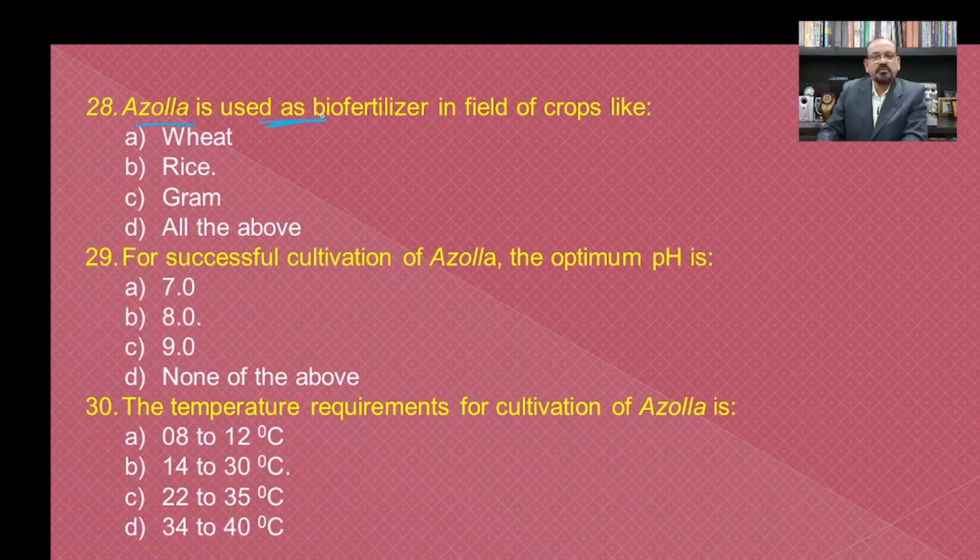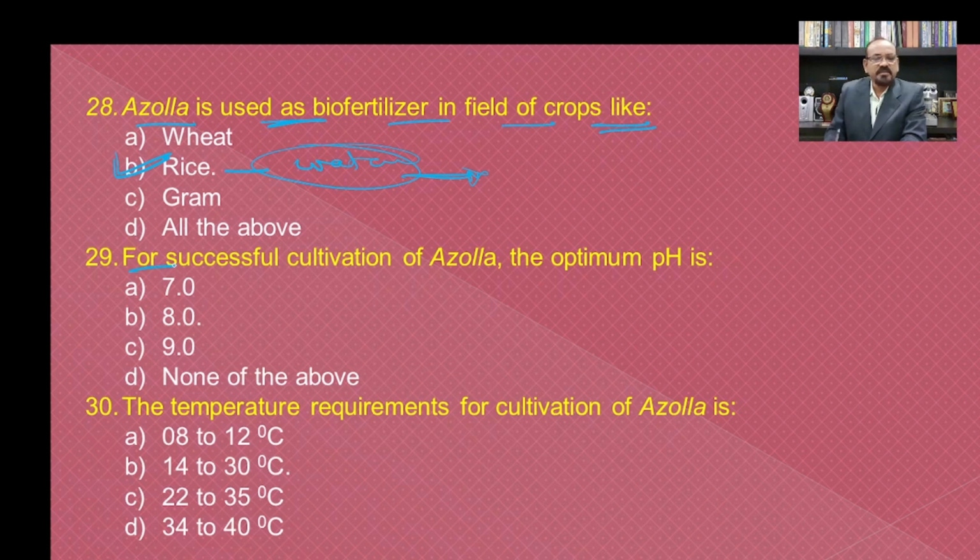Then Azolla is used as a biofertilizer in the field of crops, like in the earlier question I told that we have to apply it in the rice field, and hence B will be the correct answer. And the reason is that ample water is present in the field when the rice is cultivated, and for the growth and development of the Azolla there is a need of water as it is an aquatic fern.